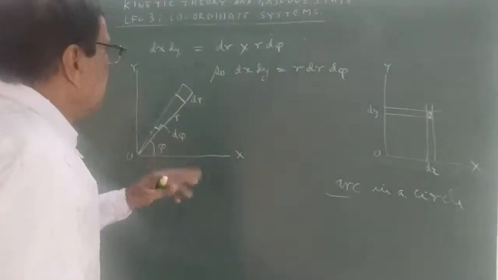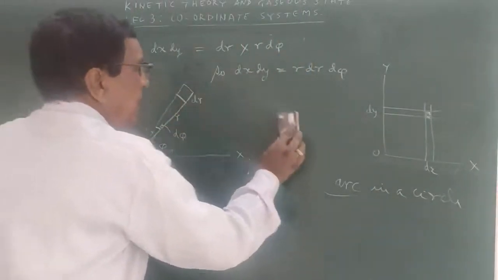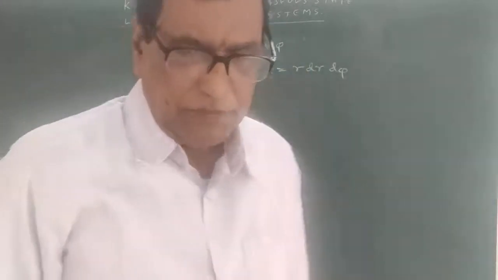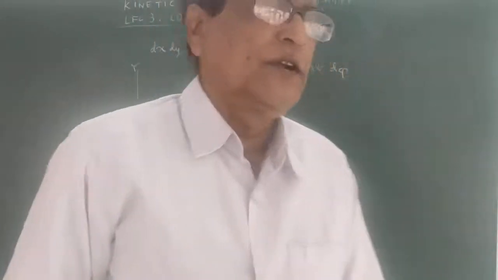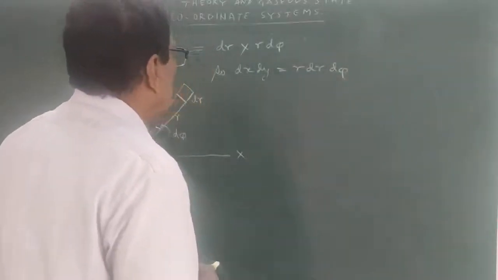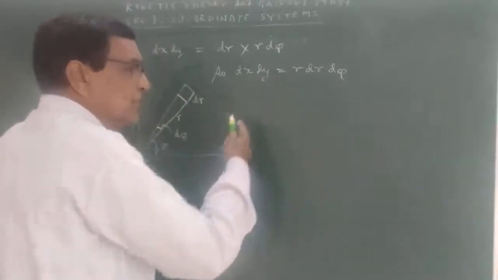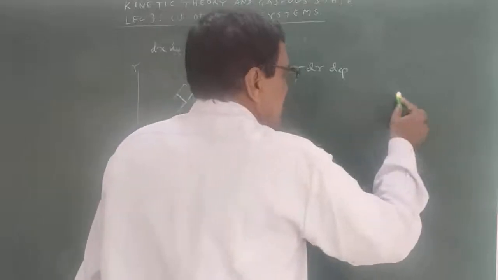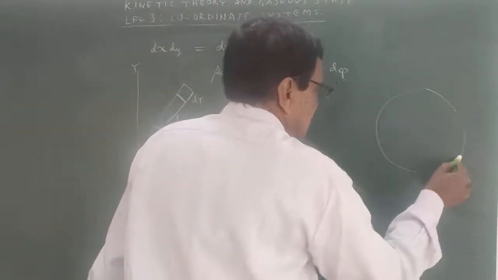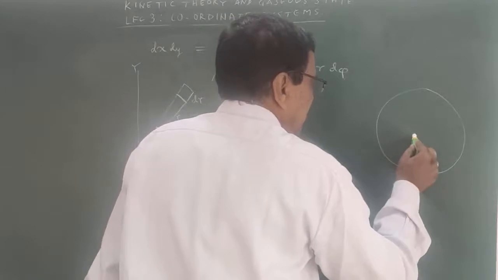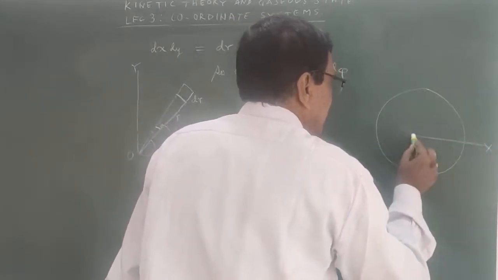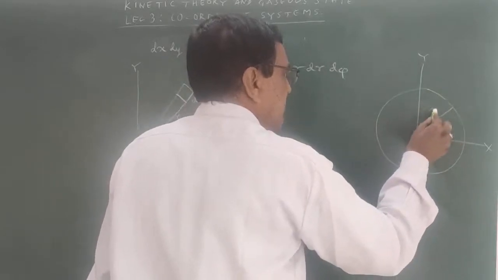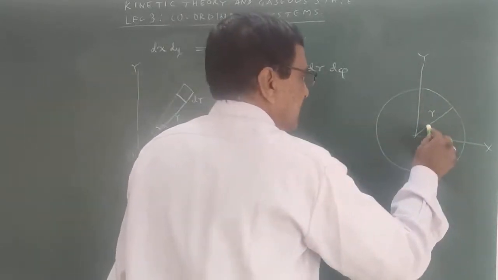So this relation is very important and is actually required for several purposes that I will show later on. From this you can calculate the area of a circle. Suppose this is the circle, this is the x-axis, this is the y-axis, this is r, and the angle is phi.